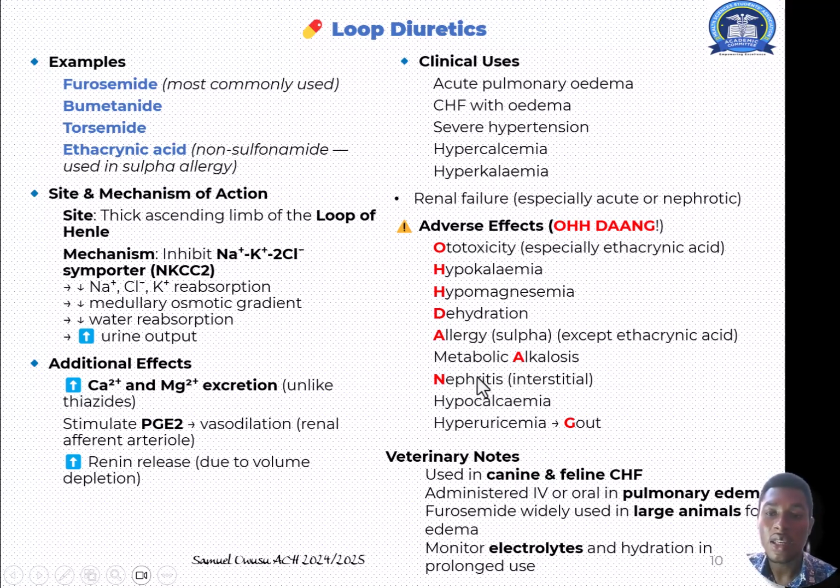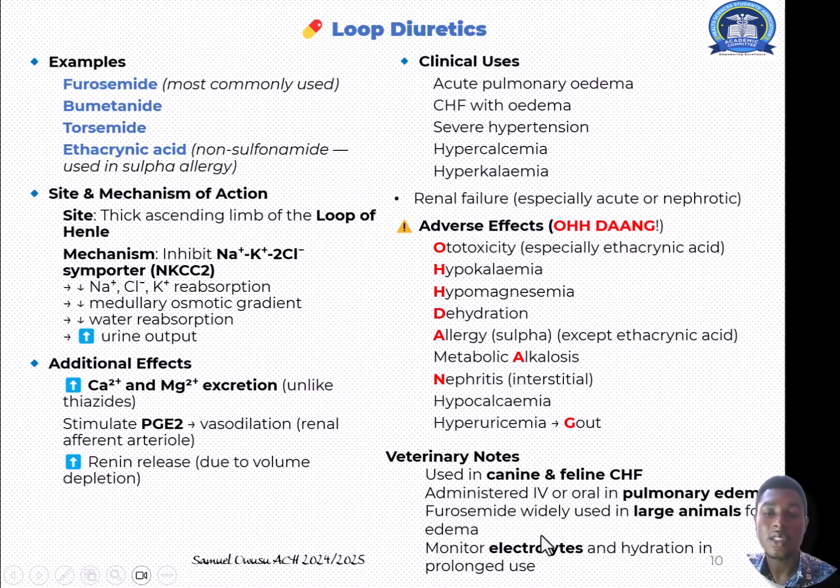And then nephritis, okay, interstitial nephritis. There's also hypocalcemia. Remember, we talked about the calcium ions. And there's hyperuricemia, and that is going to eventually lead to what we call gout. Okay, so this is OH DANG. Take note of it. In vet, we use loop diuretics in canine and feline congestive heart failure. We administer them IV or oral in pulmonary edema. Furosemide is the one that is widely used for edema.